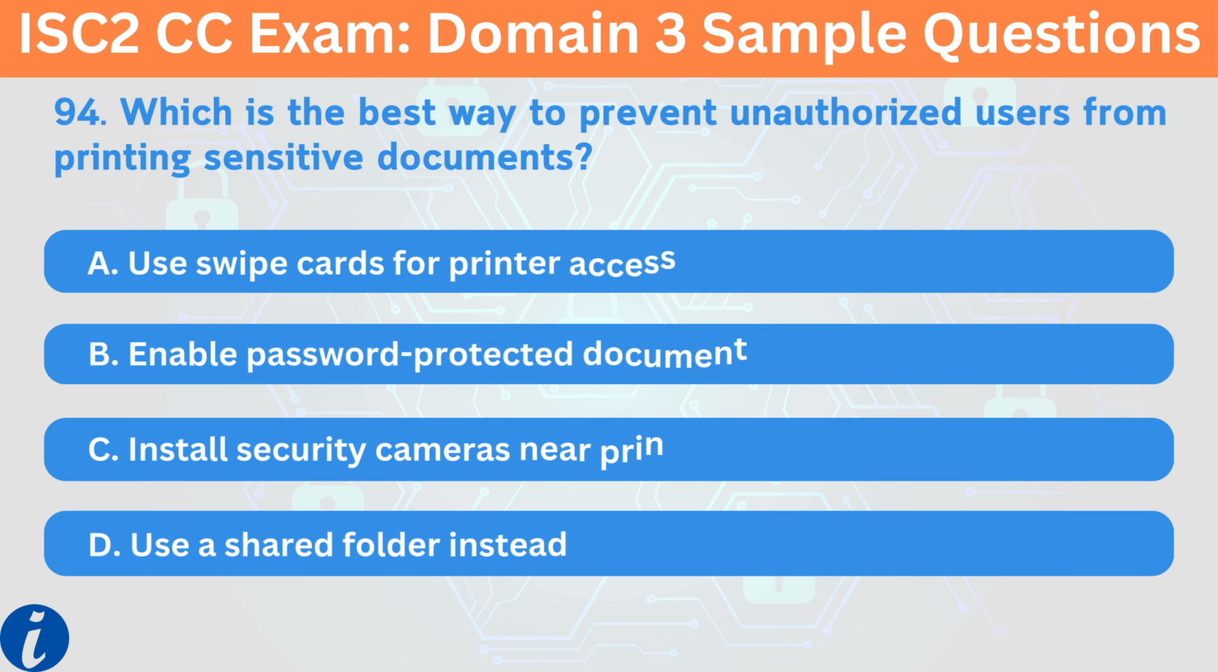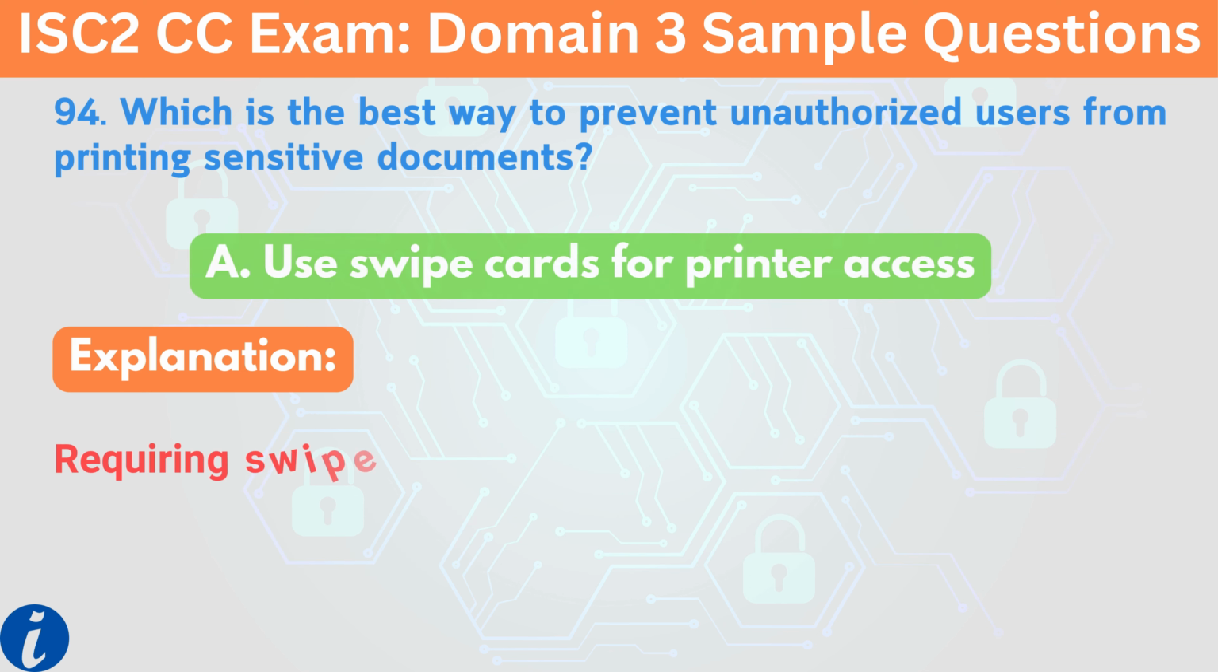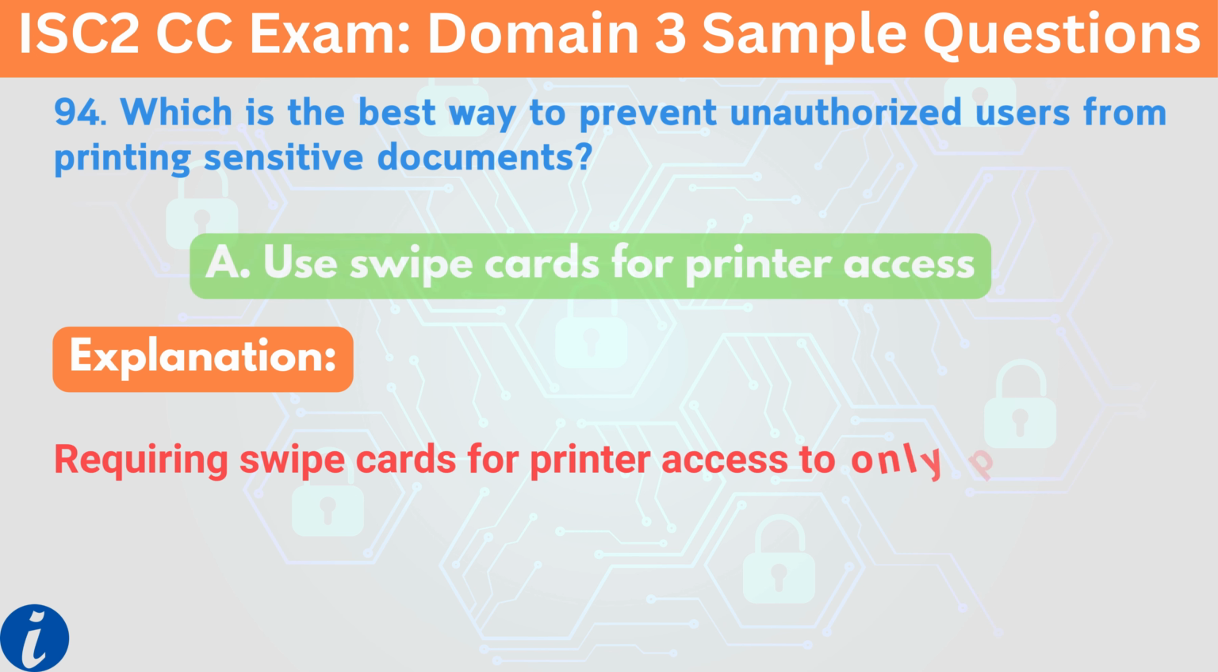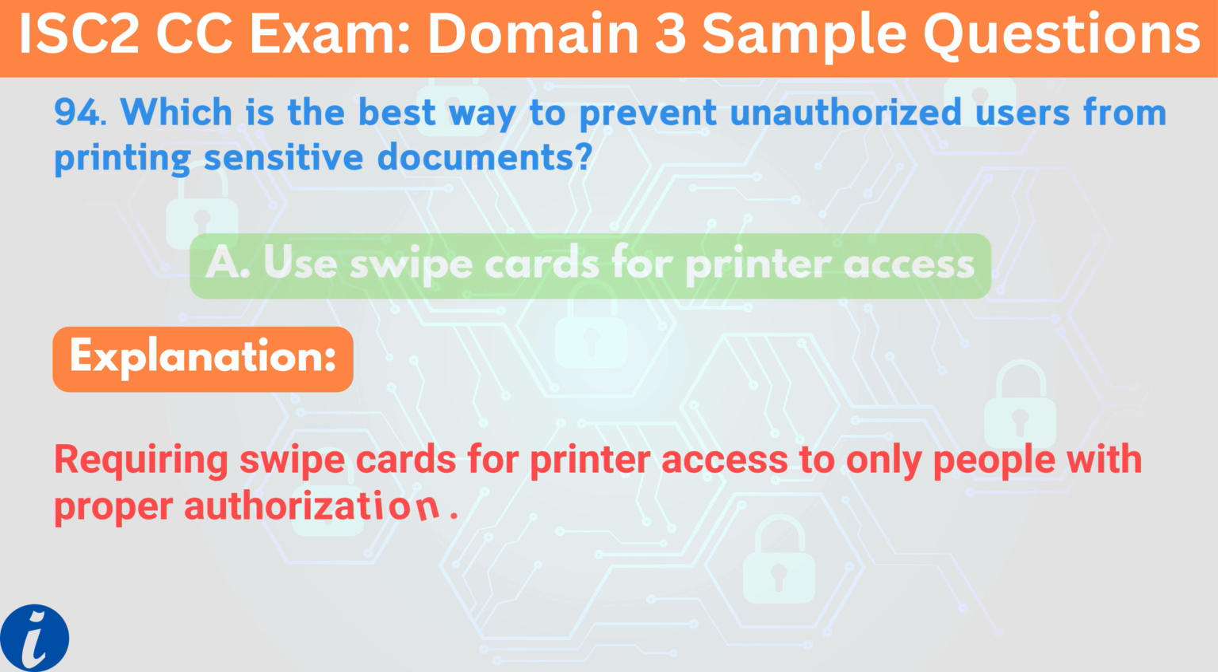94. Which is the best way to prevent unauthorized users from printing sensitive documents? A. Use swipe cards for printer access. B. Enable password-protected documents. C. Install security cameras near printers. D. Use a shared folder instead. The correct answer is A. Use swipe cards for printer access. Explanation. Requiring swipe cards for printer access limits printing to only people with proper authorization.